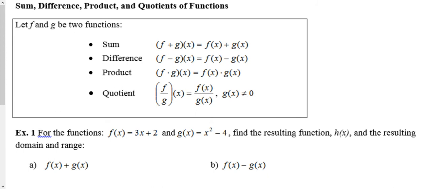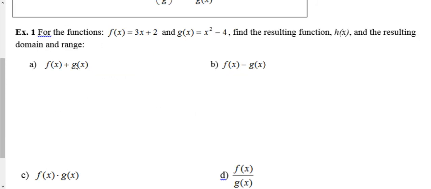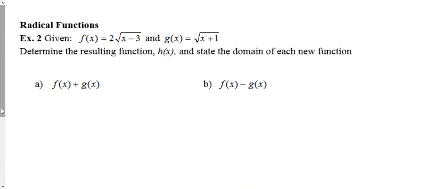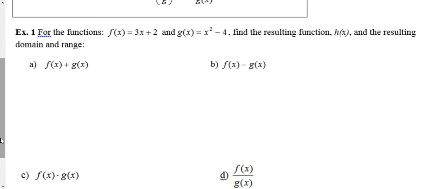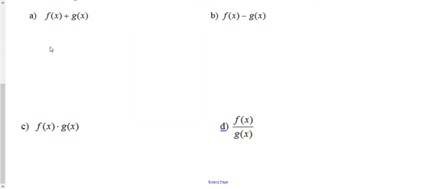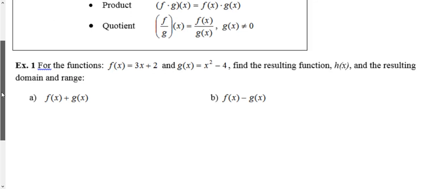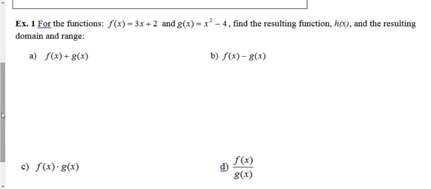So going to our example here, we have functions f of x and g of x given to us. Find the resulting function h of x and the resulting domain. So we want to find a bit of both. So let's start with addition. For this addition, we're just going to take our two equations and add them up. So I set up h of x.